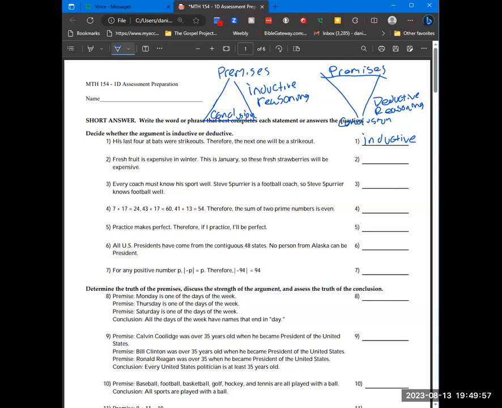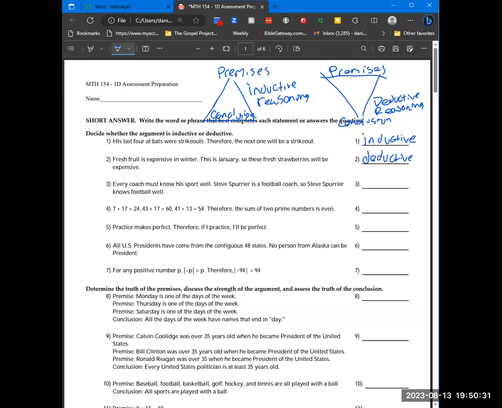Fresh fruit is expensive in the winter. This is January, which is in the winter. So these fresh strawberries will be expensive. That is deductive. You've started off with a big statement, a big premise, that fresh fruit is expensive in the winter. Then you got narrower to say it is winter, therefore the fresh strawberries will be expensive.